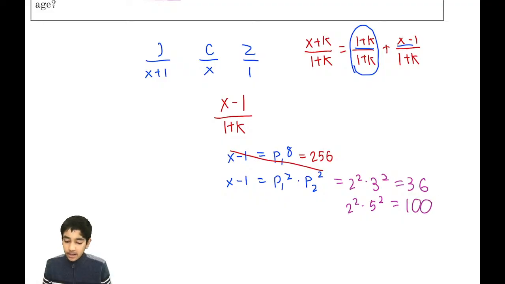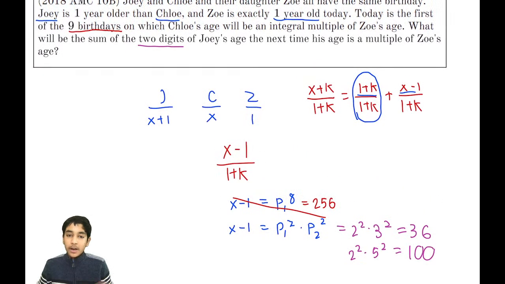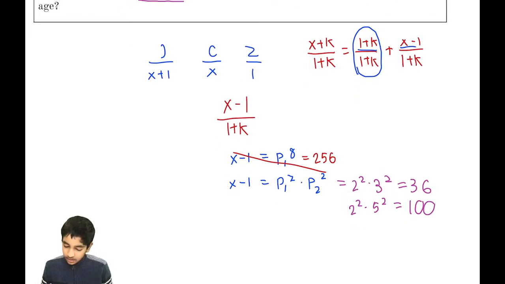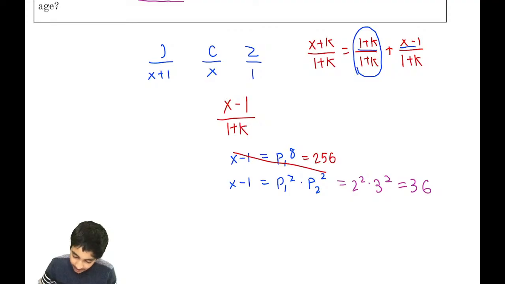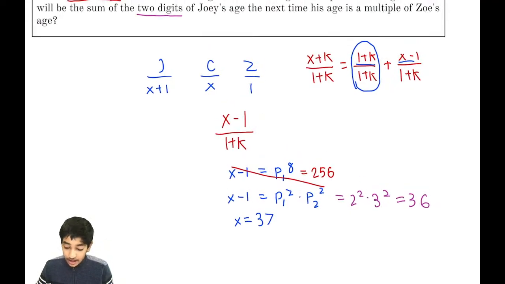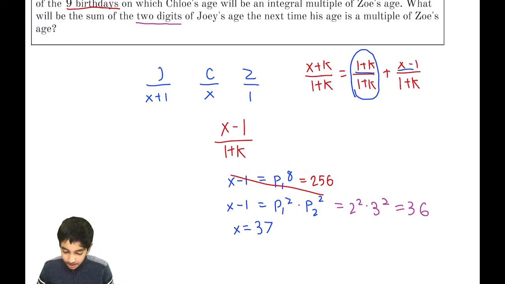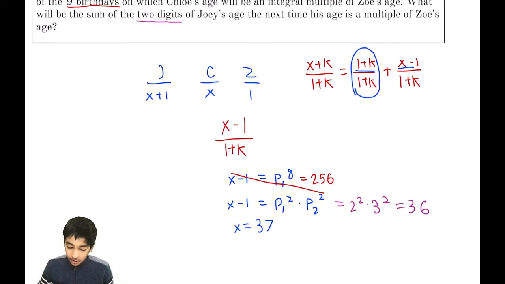That's way too big, because that would mean Joey's age is again a 3-digit number, which is bad because you only want 2 digits. So what does that mean? Well, that means that x minus 1 has to equal 36. No other possibilities work, meaning x has to be 37, right? Okay, so if x has to be 37, that means Joey's age has to be 38.